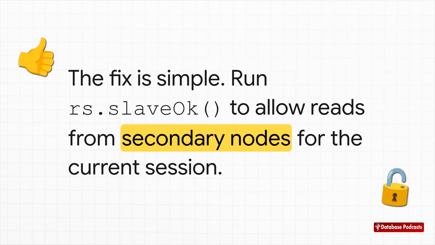You just run this simple command, rs.slaveOk. It's basically you telling MongoDB, hey, I get it, I know the risks, and for what I'm doing right now, it's okay to read from a backup. This lets you intelligently spread out your read traffic, which is a huge win for scaling.